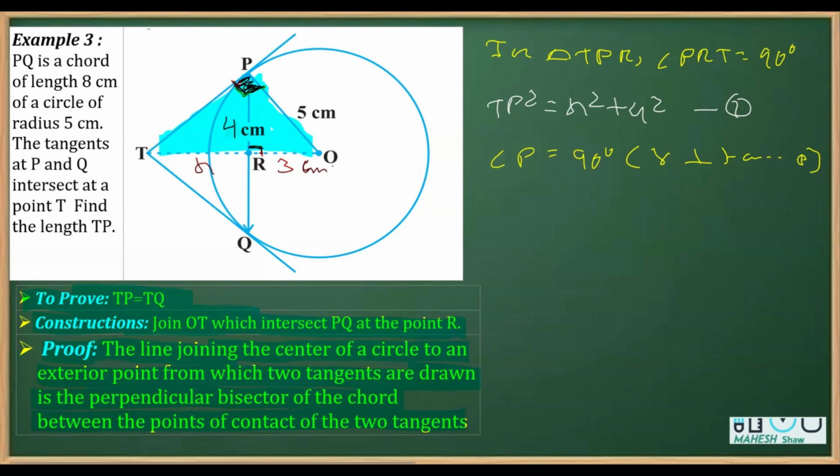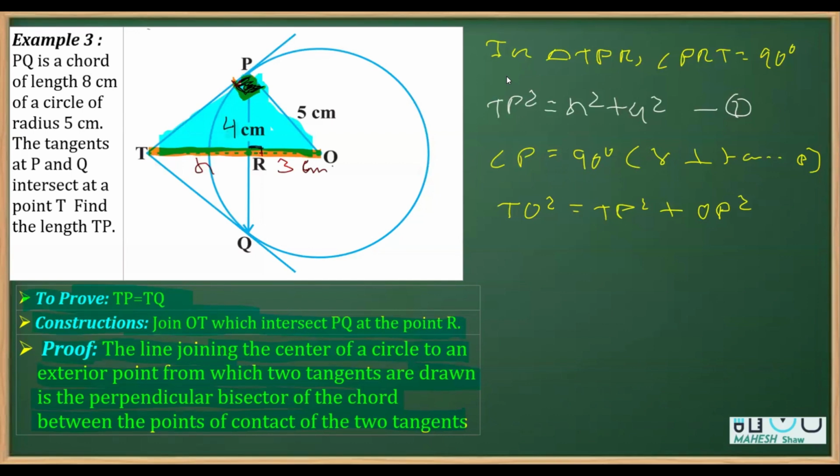So this time the hypotenuse will be what? The side opposite to 90 degrees, the hypotenuse, right? So the hypotenuse here, which is x plus 3, or should I write the name? I should write down TO square is equal to TP square plus OP square. That's what the Pythagoras theorem says.